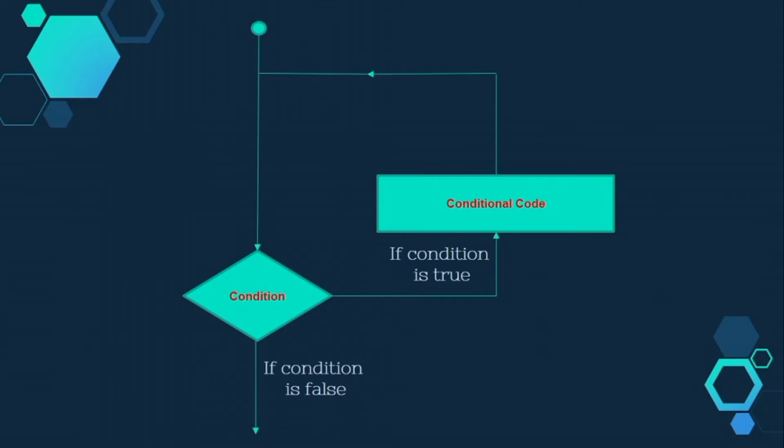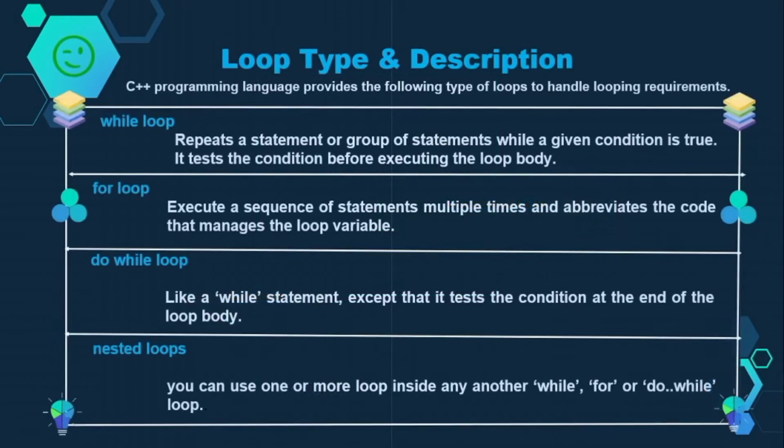By the way, in computer science, a loop is a programming structure that repeats a sequence of instructions until a specific condition is met. Programmers use loops to cycle through values and sums of numbers, repeat functions, and many other things. So right here, loop type and description. In looping, we have four types of loop. We have while loop, for loop, do while loop, nested loops.